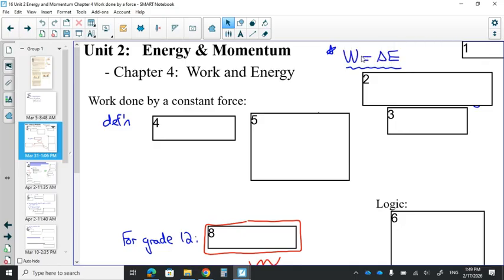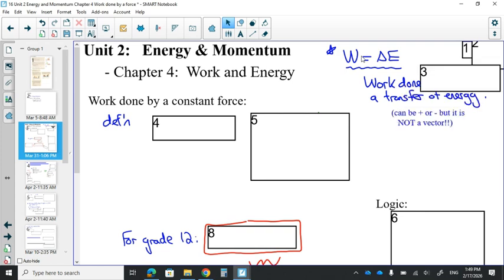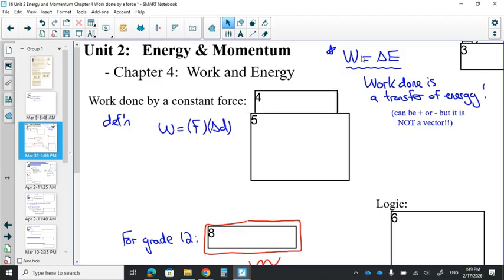So here we go. Main thing to review here is that work done is a change in energy or a transfer of energy. So W and delta E mean the same thing, right? Work done is a transfer of energy. It can add to a system or it can take away from a system. So it can be positive or negative, but it's not a vector. You're never going to be using the sine and cos of the angles and so on, just so you know.